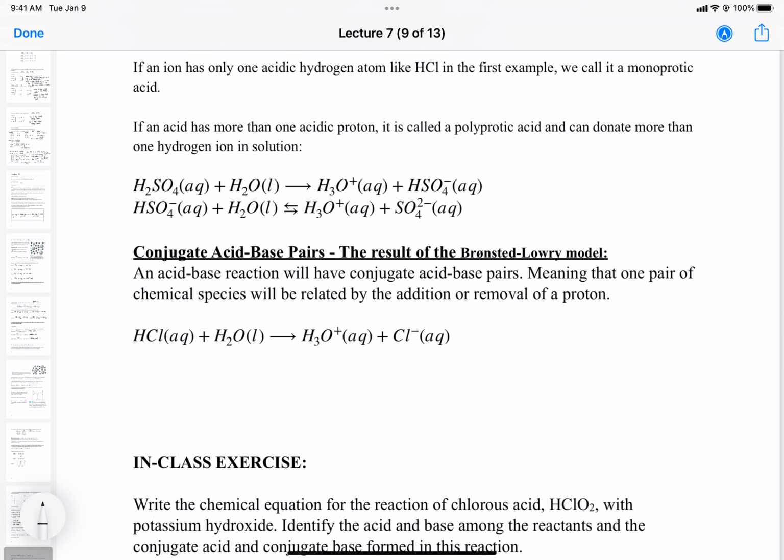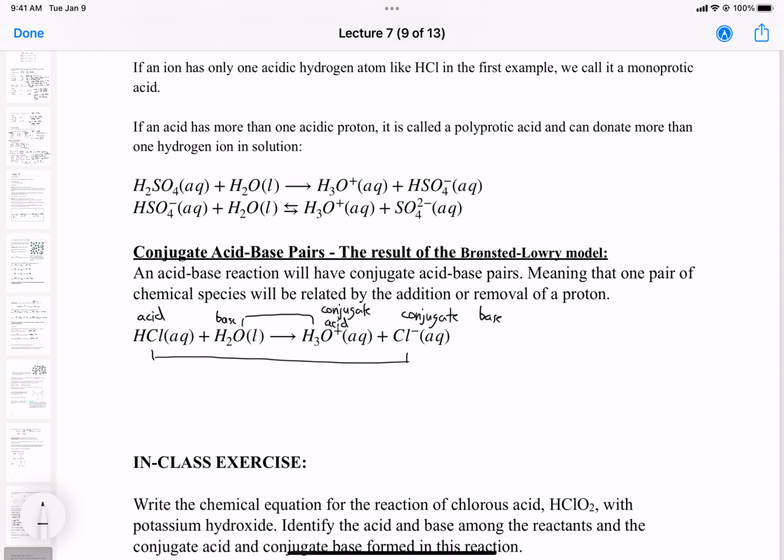Okay, so for HCl, if we compare them here, we see this is the acid. So if it's the acid, then the base here is what we refer to as the conjugate base. And then when we have something acting as a base right here, the water, and the H3O plus, this will be the conjugate acid. So they are related to each other by the addition of a proton. If originally it was a base, it gains a proton, and the result is the conjugate acid formed.